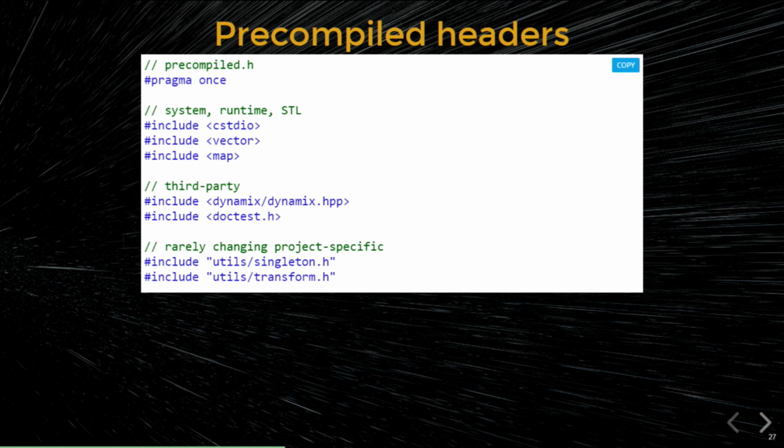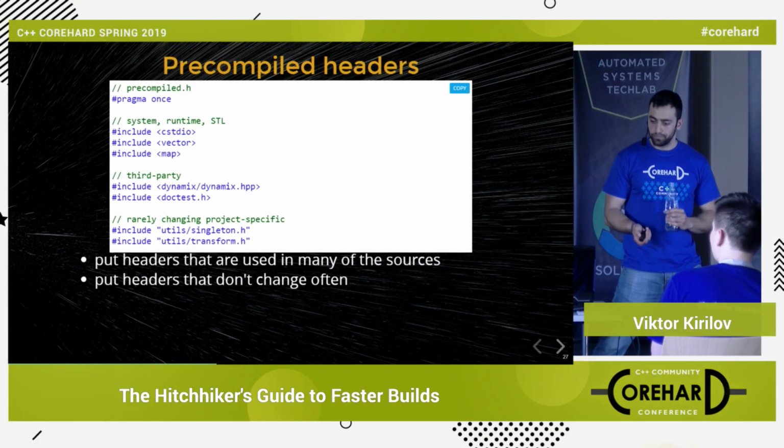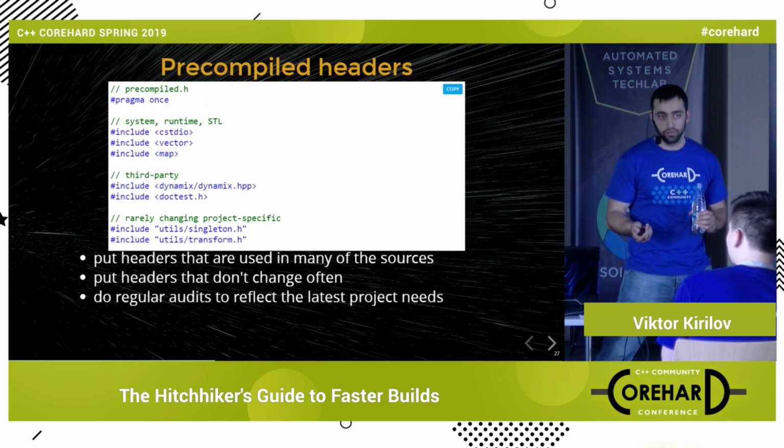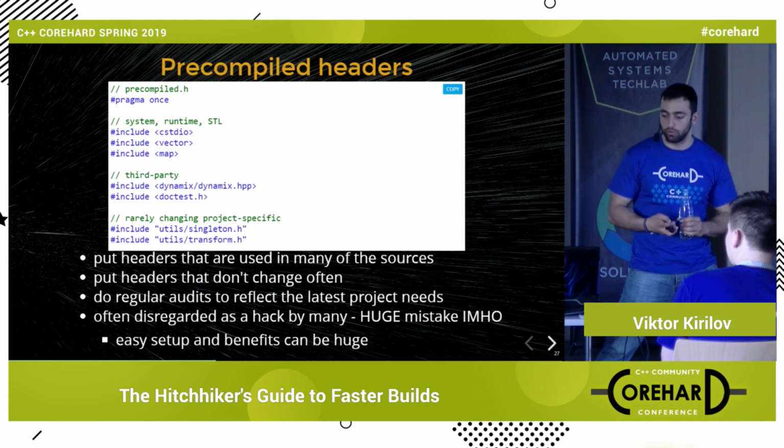So this is a good example of a precompiled header, mostly headers which rarely ever change, and some project-specific ones, which are so fundamental to the project and change so rarely that it's okay to precompile them and force them everywhere. And you should be auditing the precompiled header if anything new should be added or removed after the project evolves.